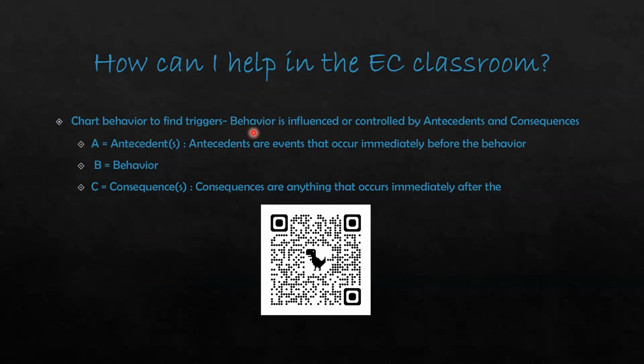Chart behavior to find triggers. Behavior is influenced and controlled by things that happen before the behavior and after the behavior. We have what happens before, then we have the behavior, and then what happens after. A, B, C. Take your camera out.